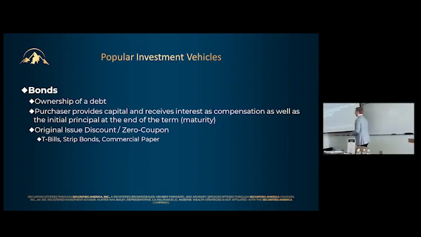A couple different examples of this would be the T-bill and strip bonds, which are basically taking a bond and stripping off the interest payments and the principal. That principal then sells at a discount, and those interest payments sell separately. Commercial paper will also be an example of this. These are super short-term debt instruments issued by companies. So again, original issue discount. You might sometimes see that abbreviated as OID out there.